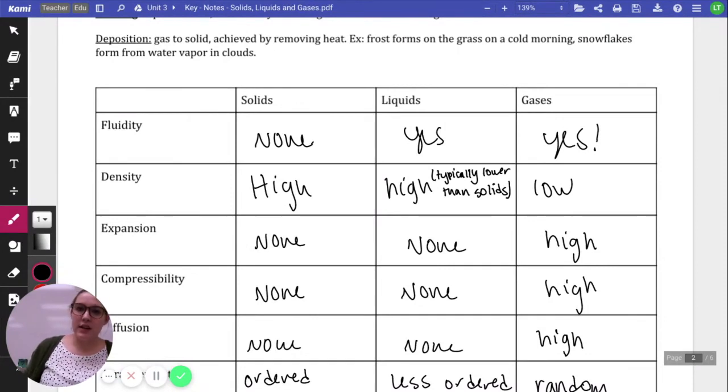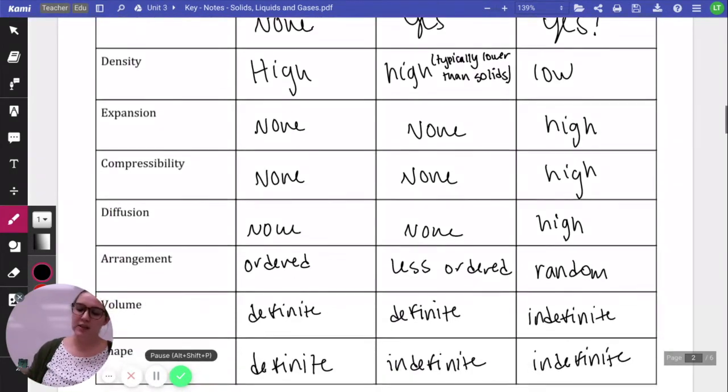Density of solids is high. Density is how tightly packed molecules are. So solids have a really high density, while liquids also have a high density but lower than solids. Gases would be really low. Expansion is the ability of the particles to spread out. Solids and liquids don't have any ability to expand, but gases have high expansion. Compressibility is the ability to squeeze your particles closer together. Solids and liquids can't be compressed, but gases are very highly compressible.